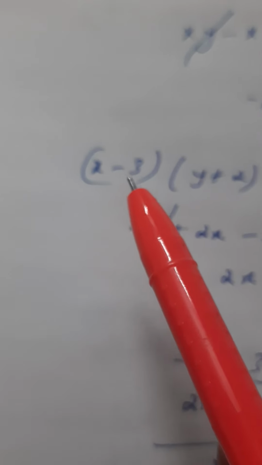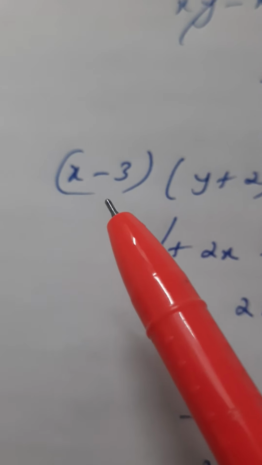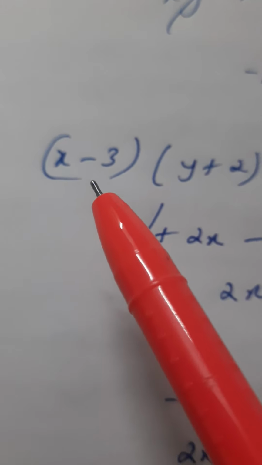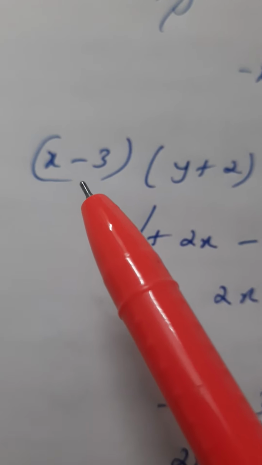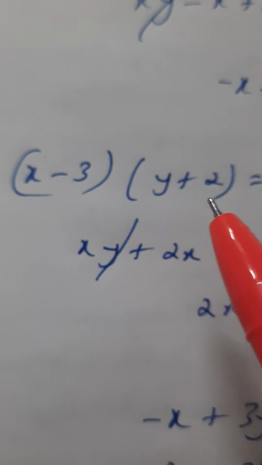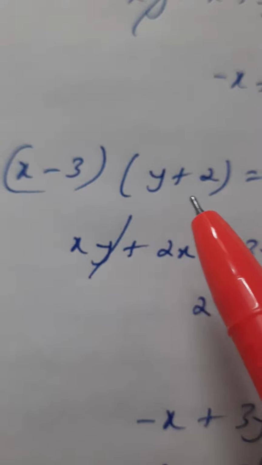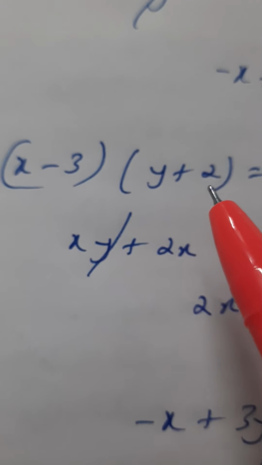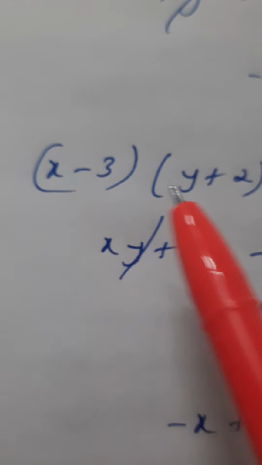Same way for the second part. What is happening? The number of students per row is decreased by 3. So you are decreasing the number of students in a row. So what will happen? The number of rows will increase. And how much is it increasing by? By 2. So (x - 3)(y + 2).